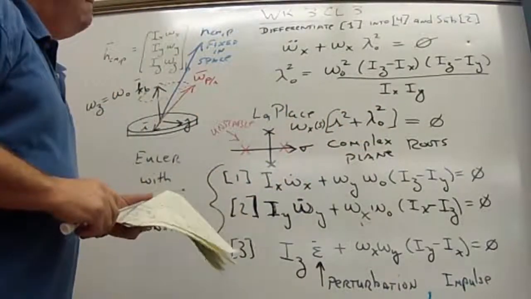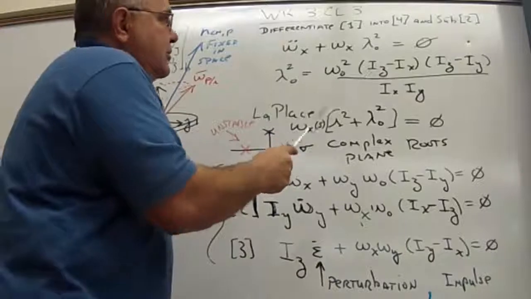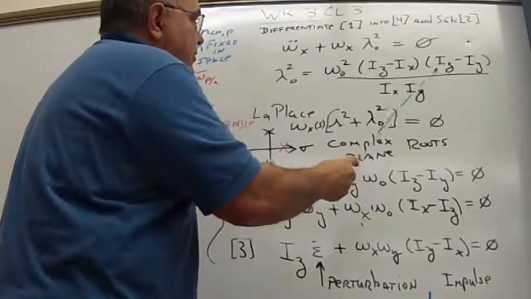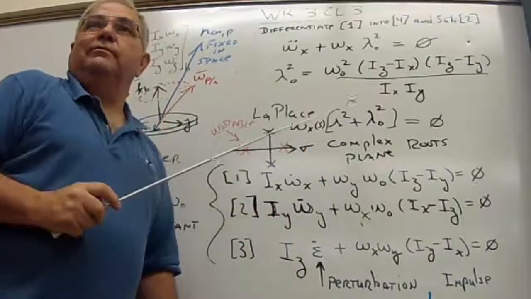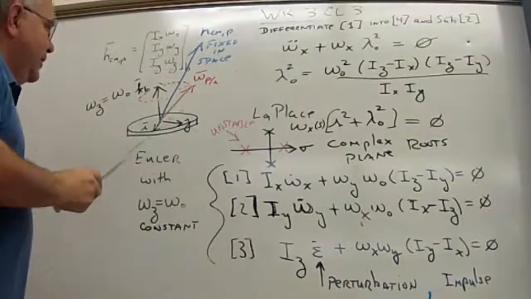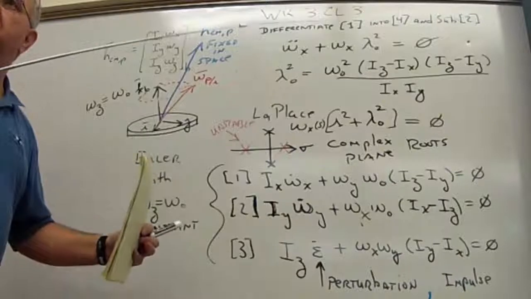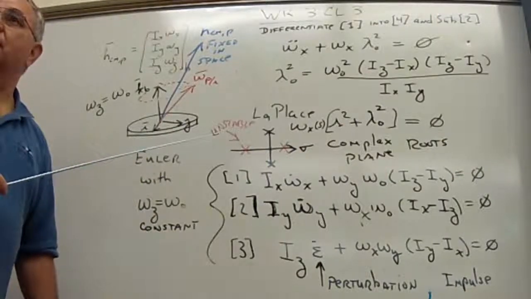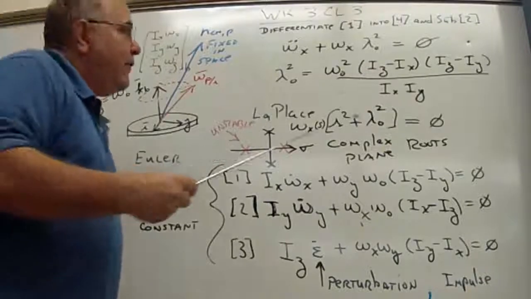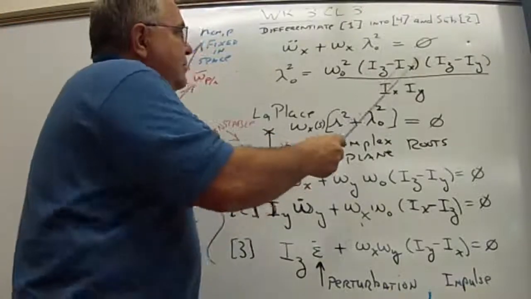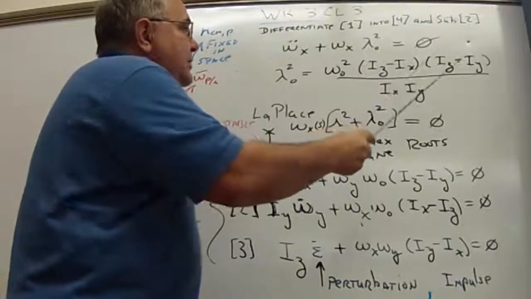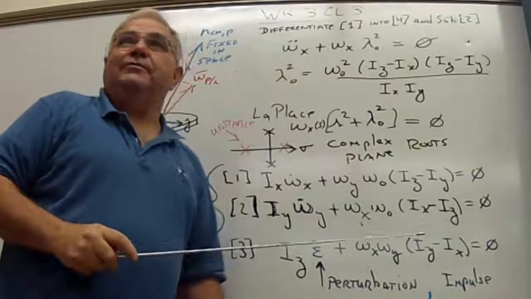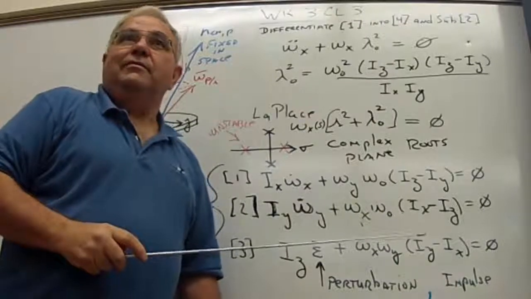Well, if IZ is dominant, then this will be plus, plus, plus, plus, we're good. So if IZ is dominant, big fat disk, sewer cover, it's going to be stable. If IZ is not dominant, and IY is bigger, I have minus, minus. I'm good.